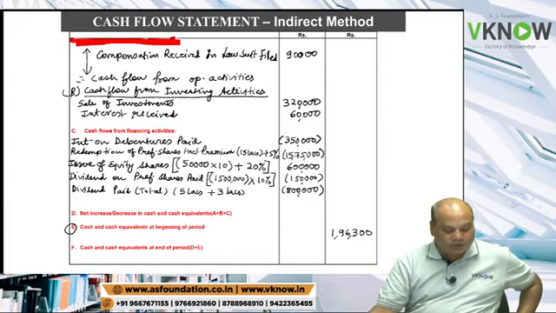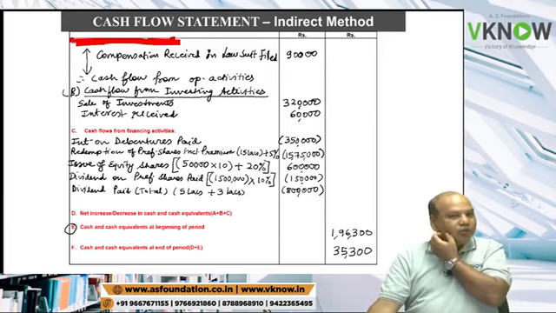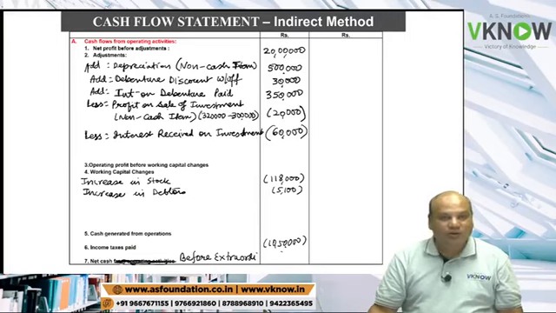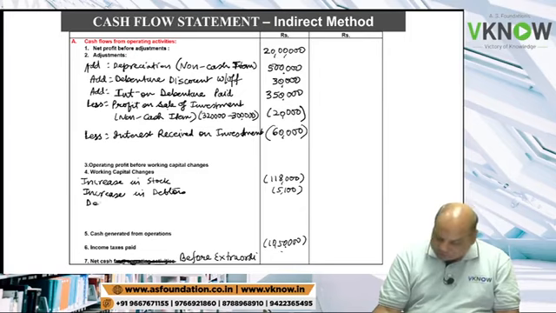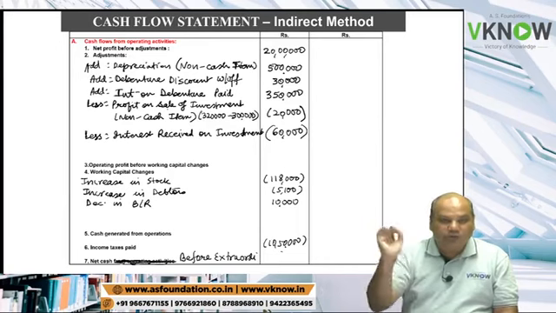Last line, last column, 35,300. Okay, back to working capital changes. Bills receivable. What happened? Decrease. So write down decrease in bills receivable. 50,000 minus 40,000, 10,000. Decrease in current asset, increase in cash flow.